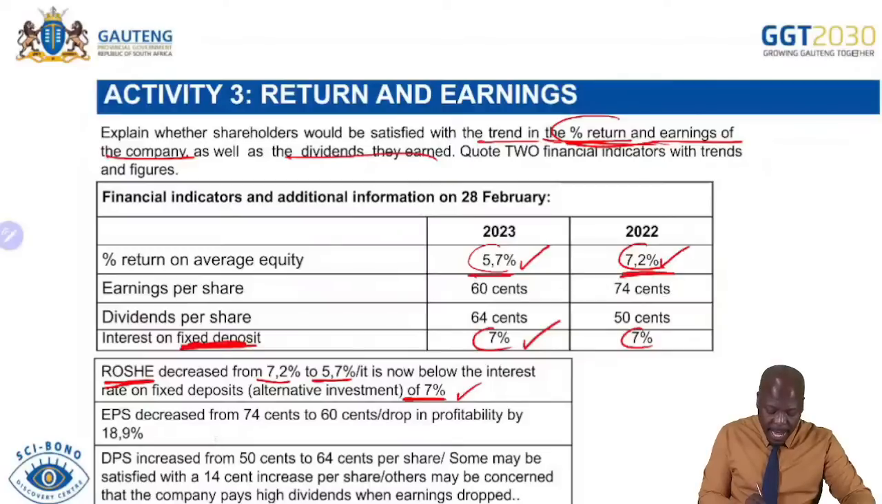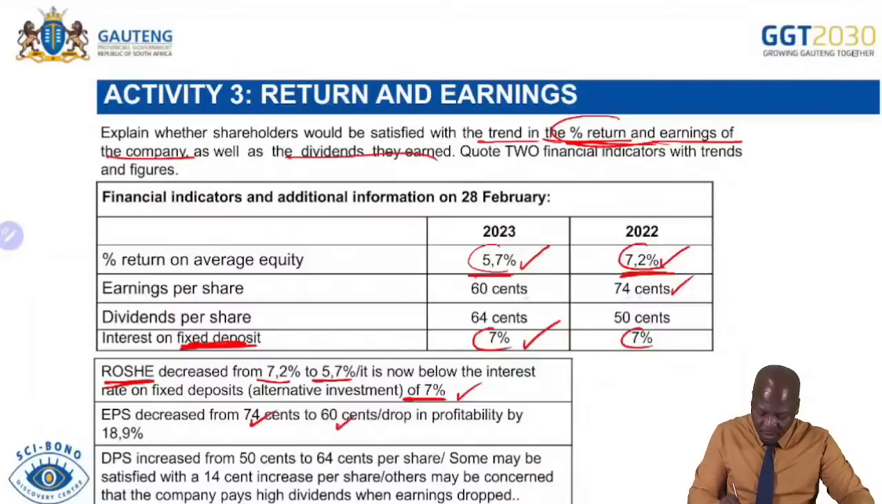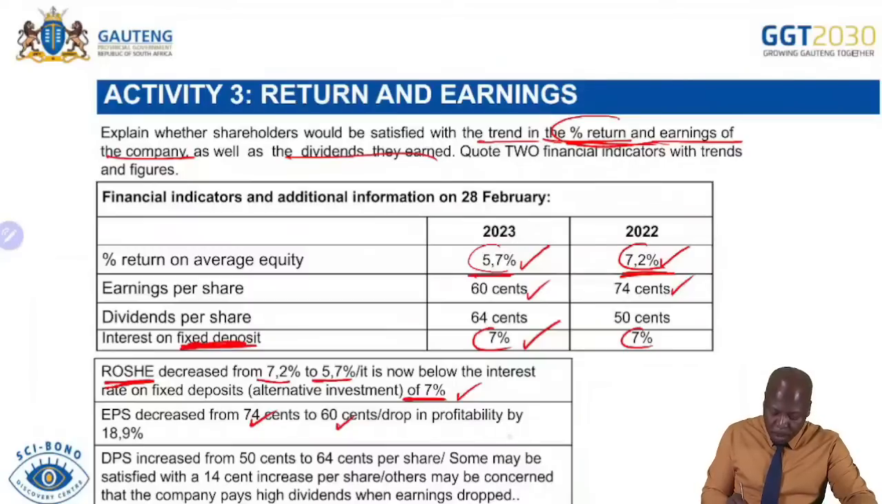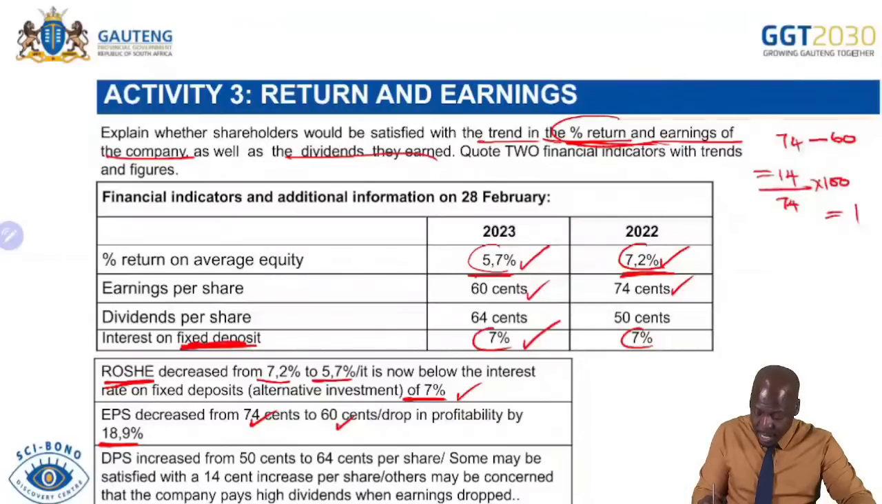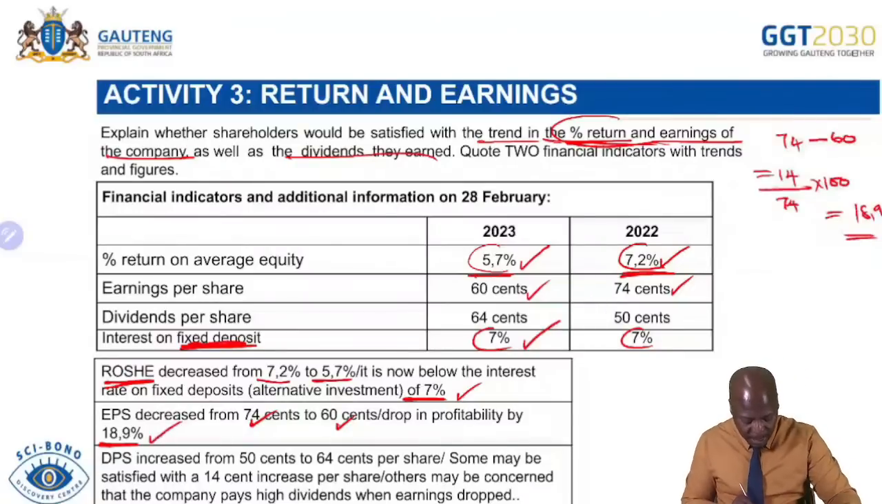Your EPS has decreased from 74 cents to 60 cents. So it has decreased from 74 cents to 60 cents. You can see that there is a drop there. And there is a drop in profitability by 18.9%. To get that 18.9%, you can simply say your 74 minus your 60. That's going to give you 14. Then you divide 14 by the 74. You multiply that by 100. It should give you the 18.9%. So there's a drop of 18.9%.